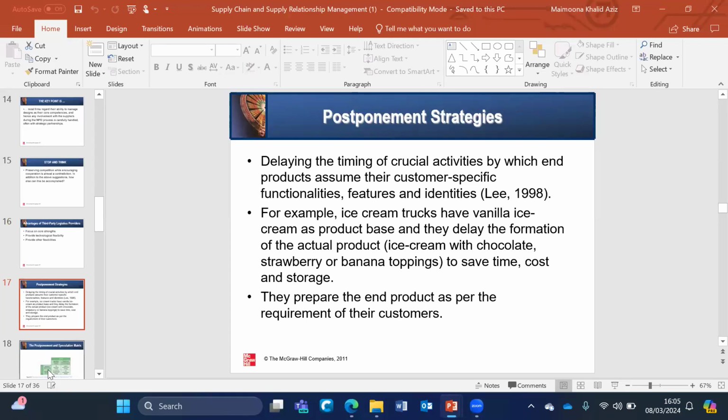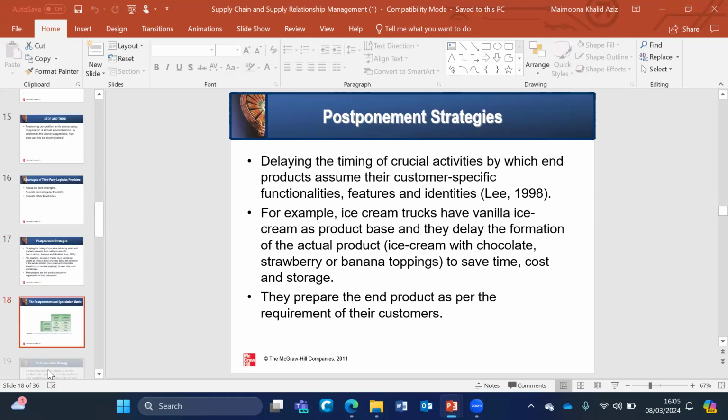Postponement strategy, this basically means delaying the time of crucial activities by which the end product assumes their customer specific functionality. For example, when you go to buy ice cream from an ice cream truck, they have vanilla ice cream as their base. Now they delay the formation of the actual product. That means if someone comes and orders a chocolate, strawberry, banana, whatever ice cream, they save time, they take the vanilla base and then they cover it in whatever the customers ask them to. So they don't prepare the end product initially, but when they get the order, they make it as per the customer's requirements.